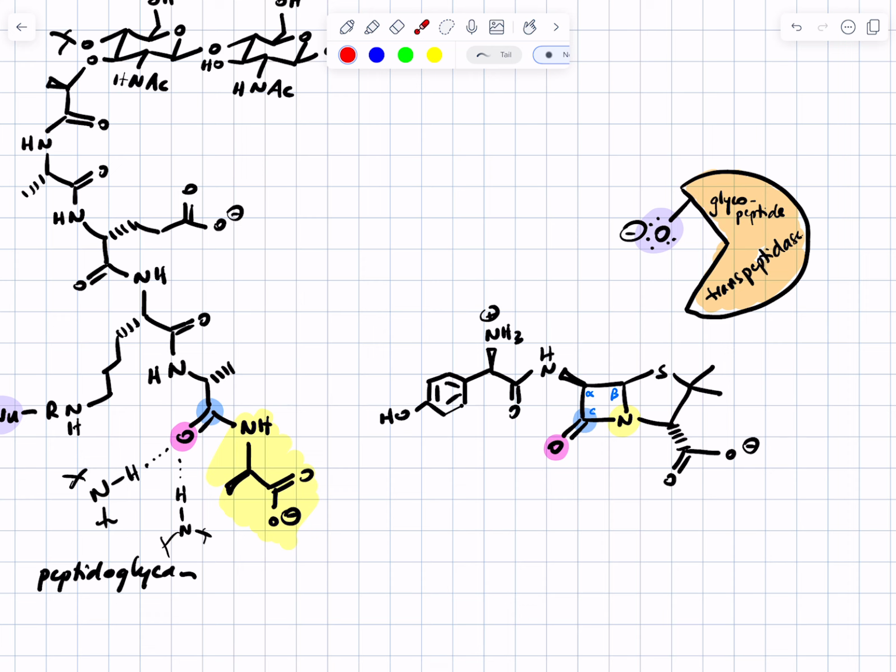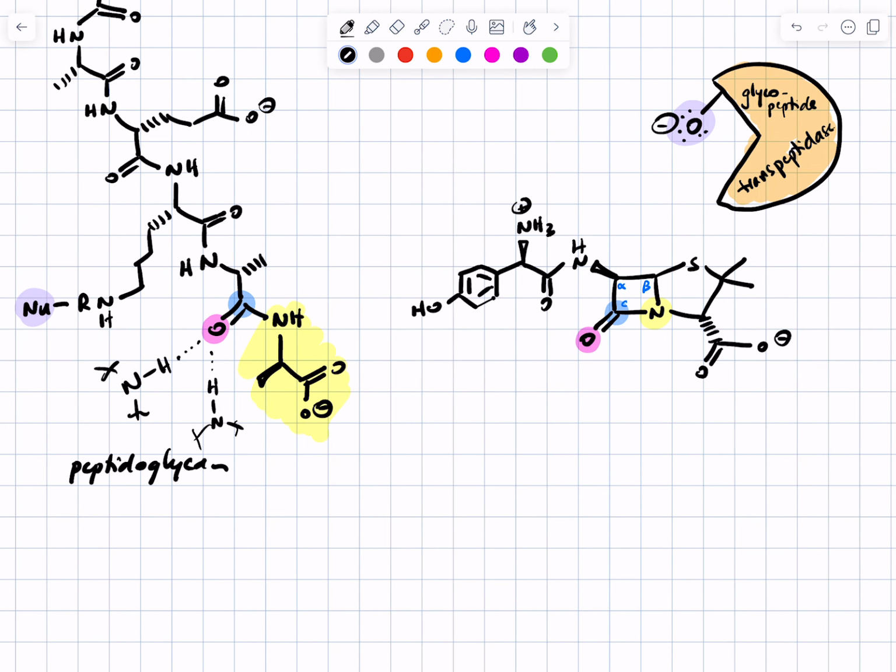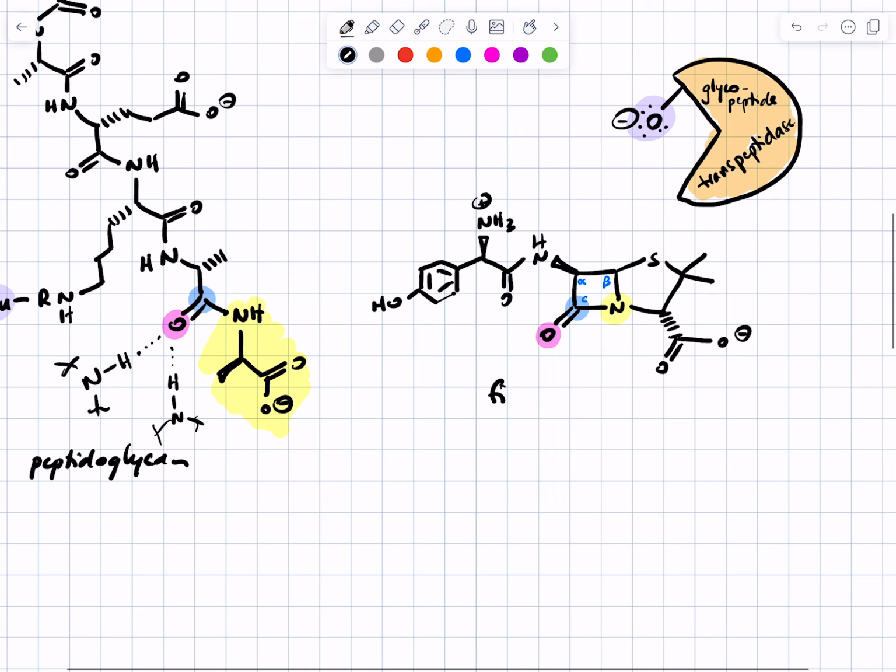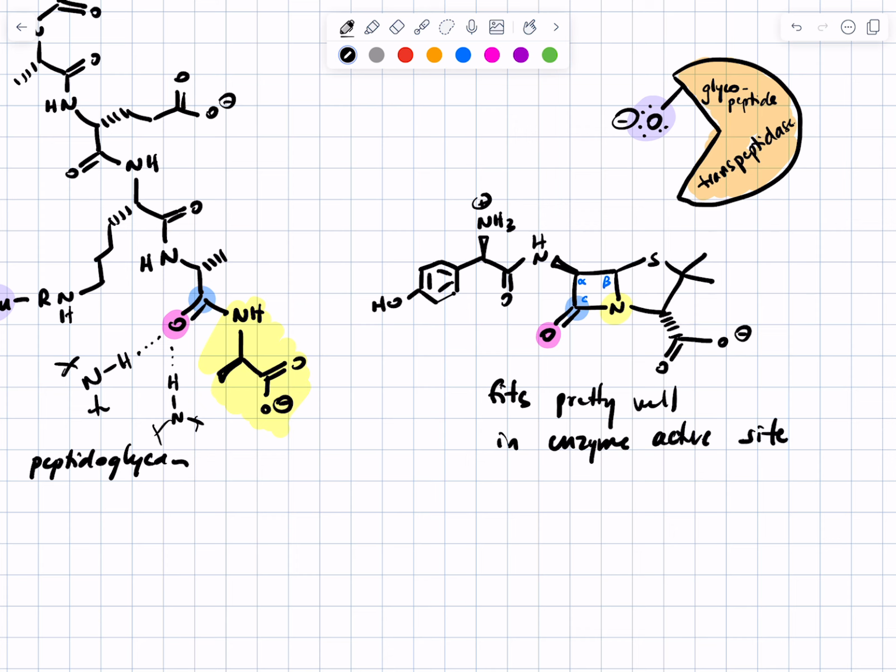Now, just looking at those structures, they don't look that similar at all, right? That's because we've drawn them on paper and you're not getting a totally clear picture of their three-dimensional structure. But it turns out that this amoxicillin beta-lactam antibiotic fits pretty well in the enzyme active site. And a large amount of current drug development today and over the past 50 years has been designing molecules that fit in enzyme active sites better than the stuff that's supposed to go there.